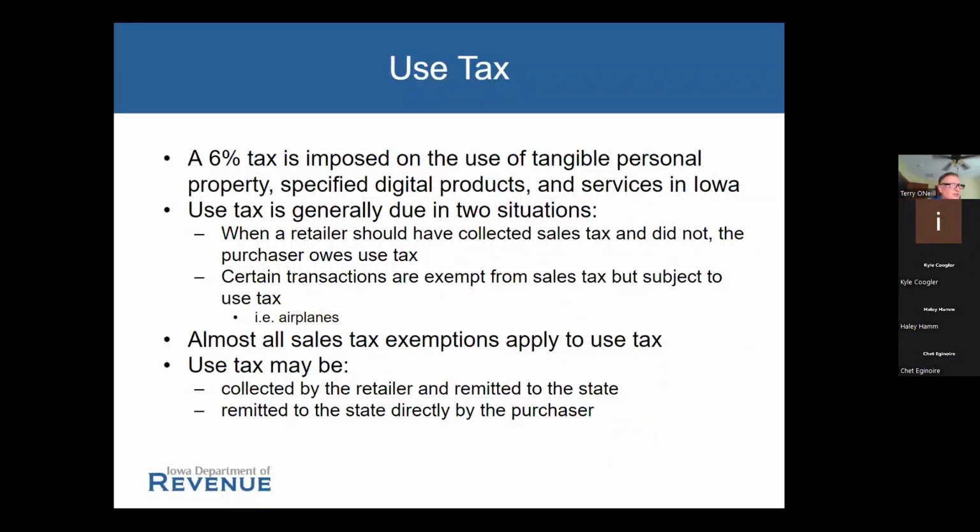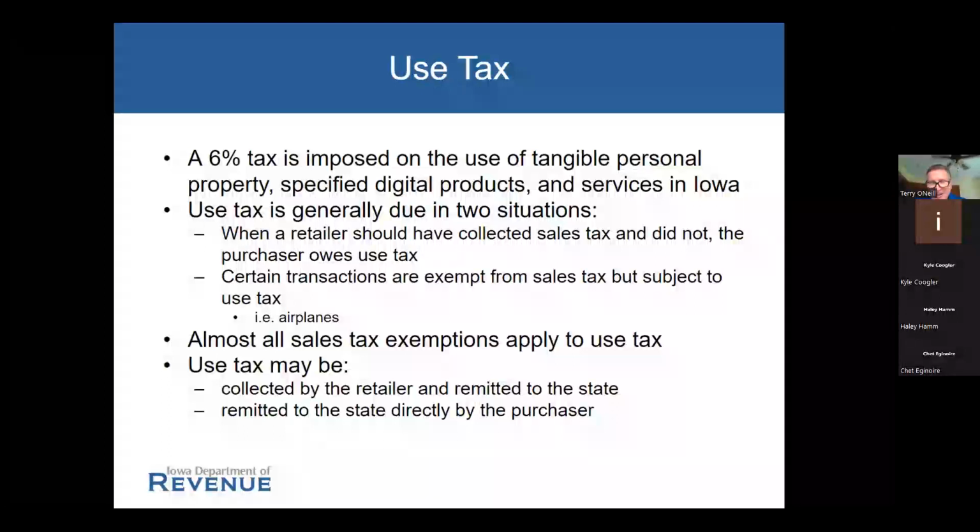Almost all sales tax exemptions apply to use tax as well. So it's very similar to the state sales tax. The use tax may be collected by the retailer and remitted to the state. It could also be remitted to the state directly by the purchaser. So let me give you an example here. I said a little bit earlier towards the top of the slide that it's a 6% tax on the use of a product in Iowa.